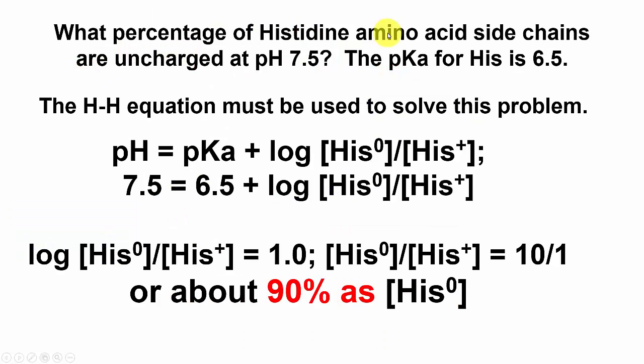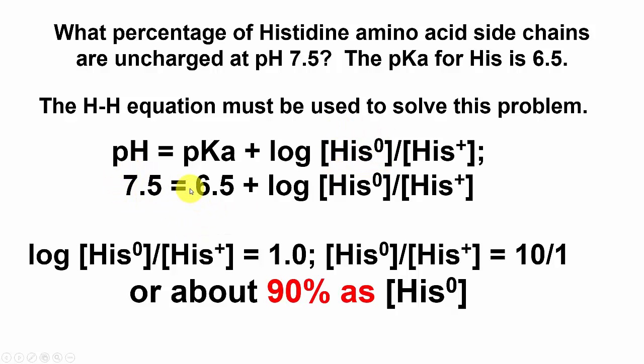What percentage of histidine amino acid side chains are uncharged at pH 7.5? The pKa of histidine is 6.5. The Henderson-Hasselbalch equation must be used to solve this problem: pH equals pKa plus the log of His 0 over His positive. So this is the protonated form, and this is the basic form, the conjugate base that will accept a proton.